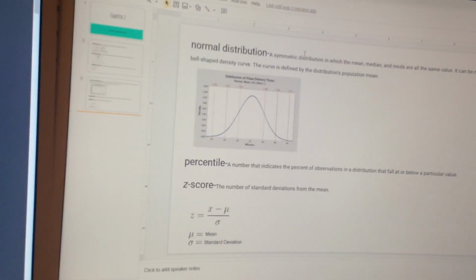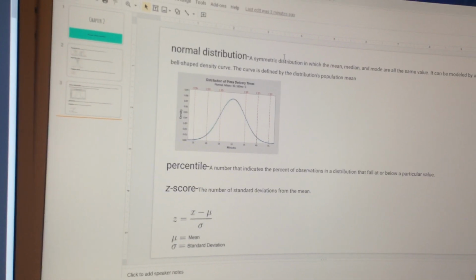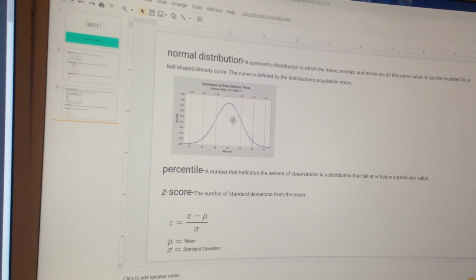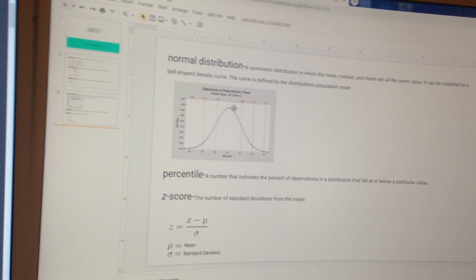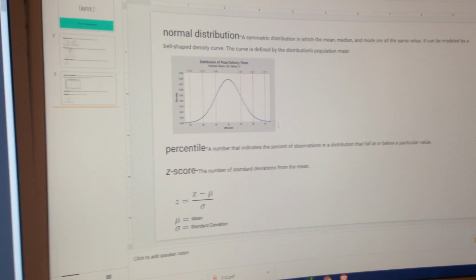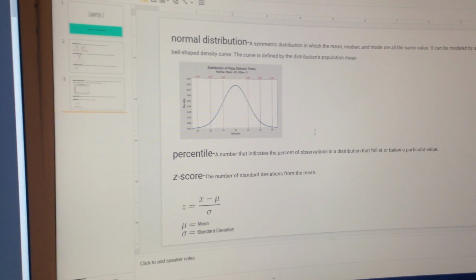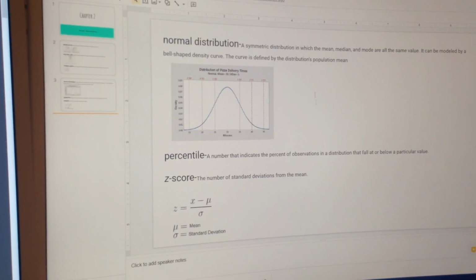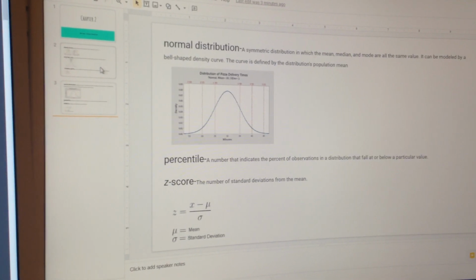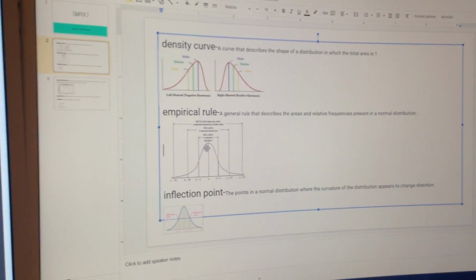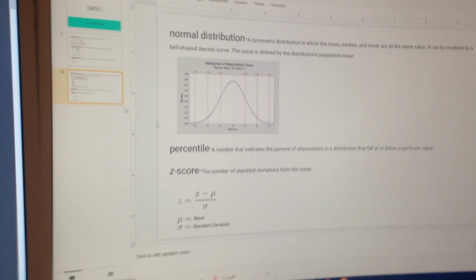Okay, so normal distribution is a symmetric distribution in which the mean, median, and mode are all the same value, which would be right here. And it can be modeled by a bell-shaped density curve. That's how I like to remember it. And it's pretty simple because if you're on a histogram, it also kind of looks the same, just more blocky. And empirical rules are also normal distributions. Like this is a normal distribution and it falls under the empirical rule.